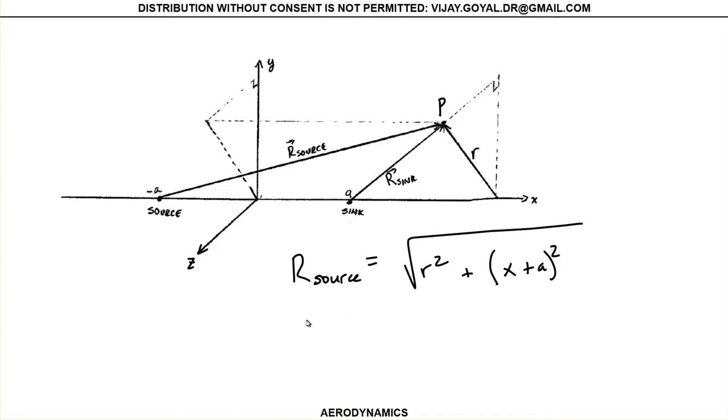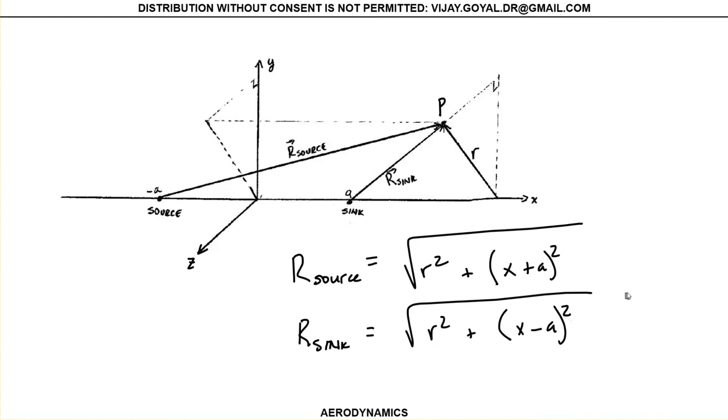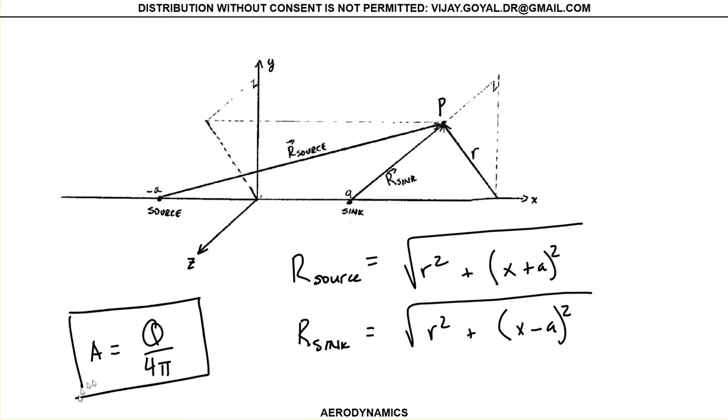So your r sink will then be nothing else than the square root of r squared plus x minus a squared. And we derived this last time, that a in all our problems would be 4 over pi. So anywhere you see a, just know that you're going to replace it with this value.